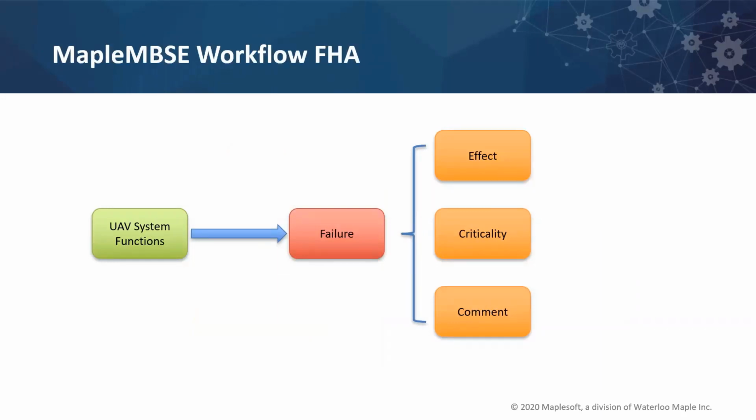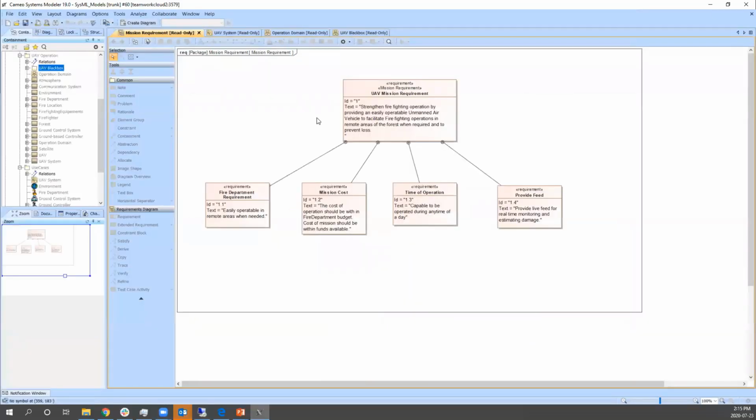Before I go to the workflow, let me show you the model. I'm going to first start with showing you the model and how it's defined in SysML. And then I'm going to go back to MapleMBSE, and we are going to see how a safety engineer can access this information and add this input into the model.